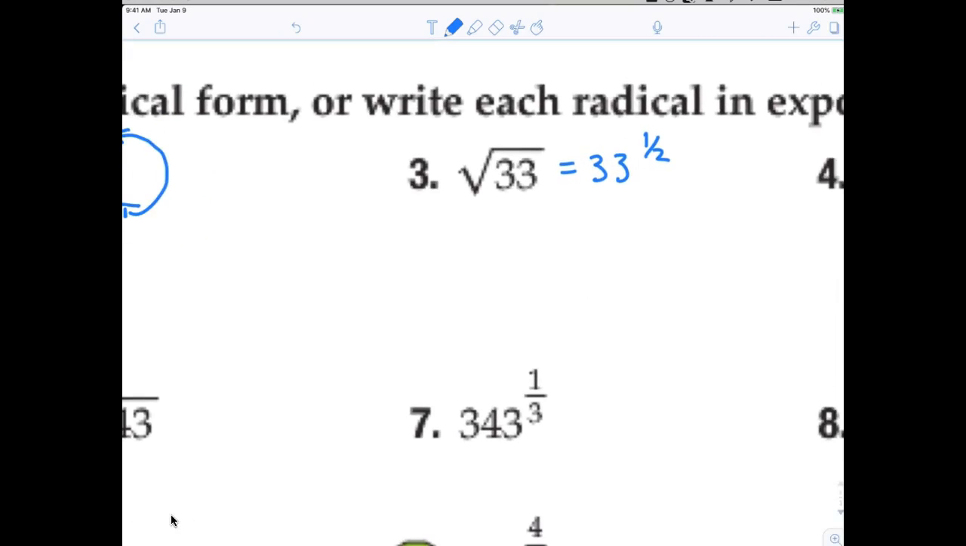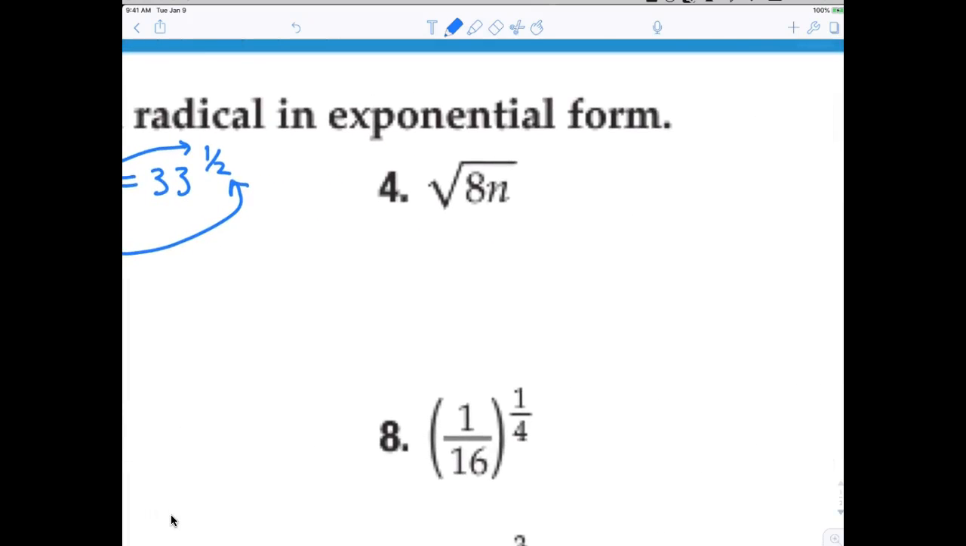This right here is a 2. This right here is a 1. The power is the numerator. The root is the denominator. And I'm going to give you another example here in a minute just to make sure we're understanding. All right? Take a look at number 4. So if I was going to write that as exponential, both 8 and n are under the radical, so you would say that is simply 8n raised to the 1/2 power. That is correct. 8n raised to the 1/2 power.